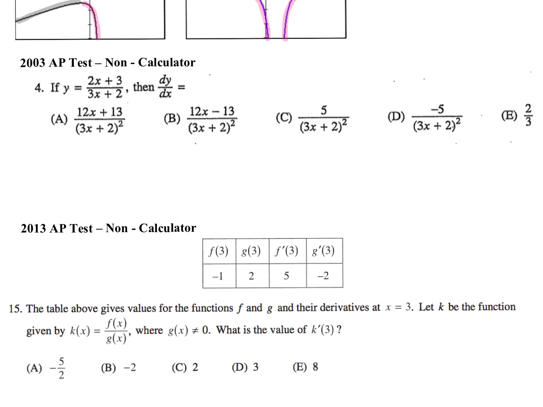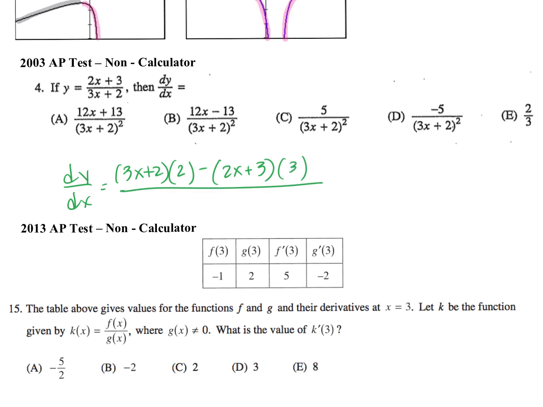What's my lower function? 3x plus 2. Low D high: 2. Minus. That's low D high minus high, 2x plus 3. D low: 3. All over low, low. 3x plus 2, square it, right?